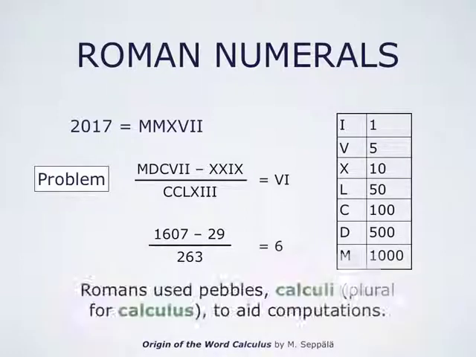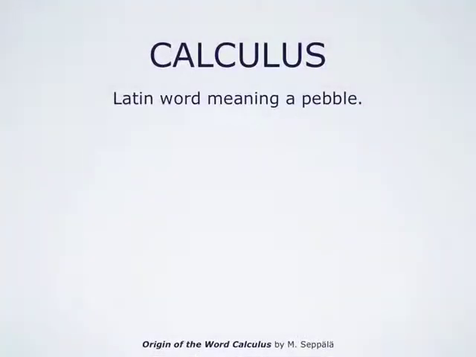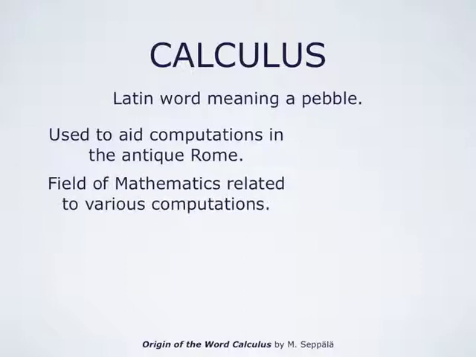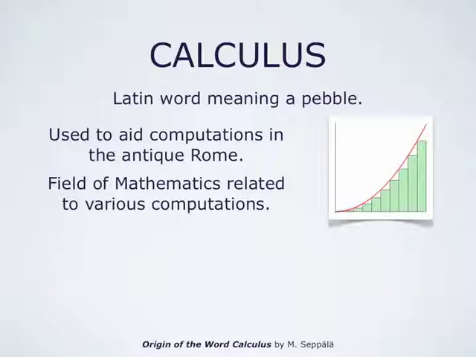Romans used pebbles, calculi plural for calculus, to aid computations. To summarize, calculus is a Latin word that means a pebble. It was used in computations in antique Rome. Some kind of a calculator was formed of these small stones, and now it means field of mathematics related to various computations like that of the area of a domain.